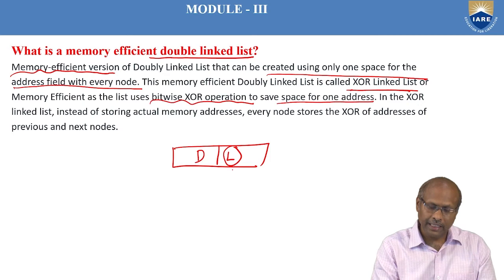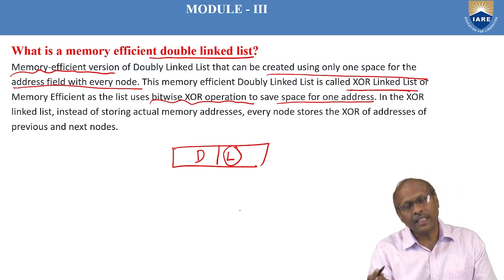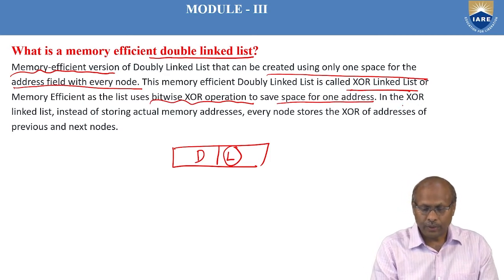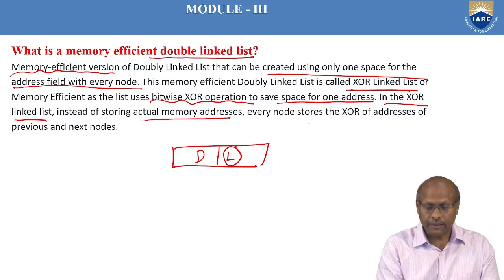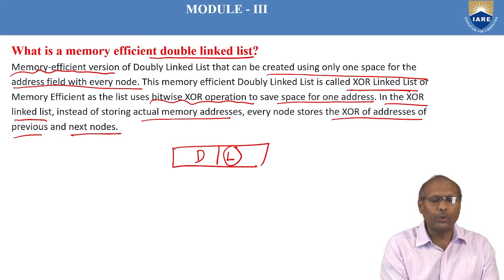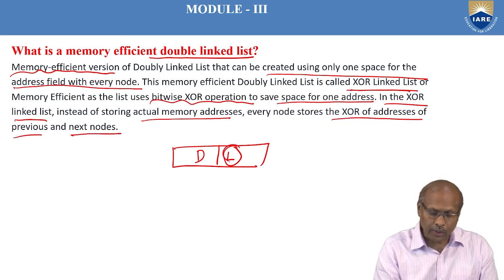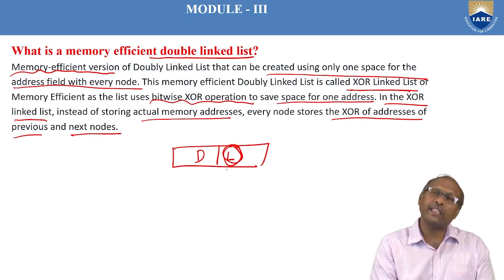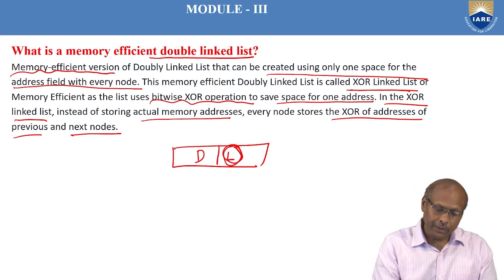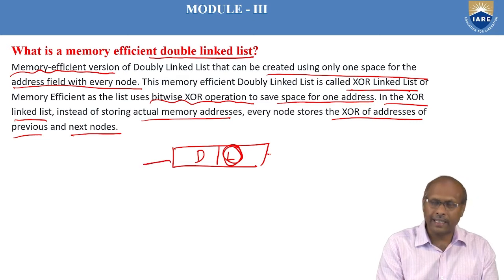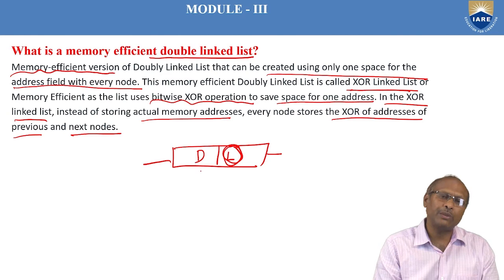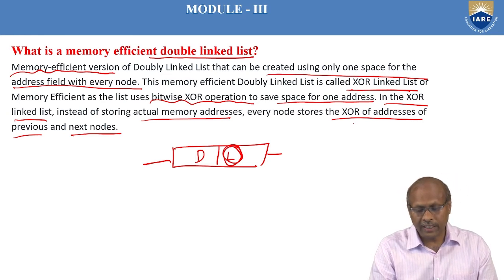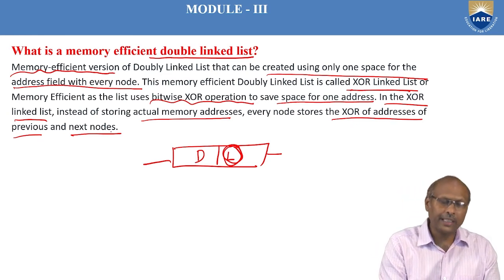So using this address, you can do XOR operation with the previous address. In an XOR linked list, instead of storing the actual memory address, every node stores the XOR address of the previous as well as the next node. This will be helpful for traversing back as well as forward. So instead of storing two addresses, you are storing only a single one, which is the XOR of the address of the previous as well as the next node.